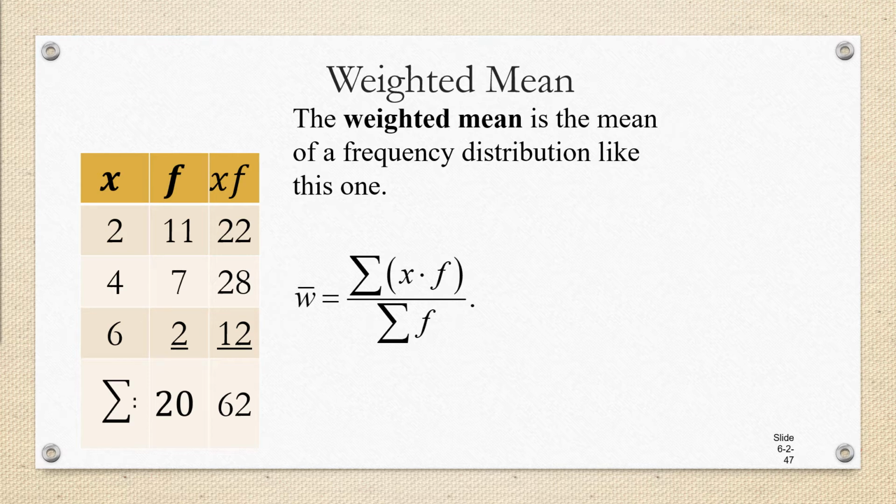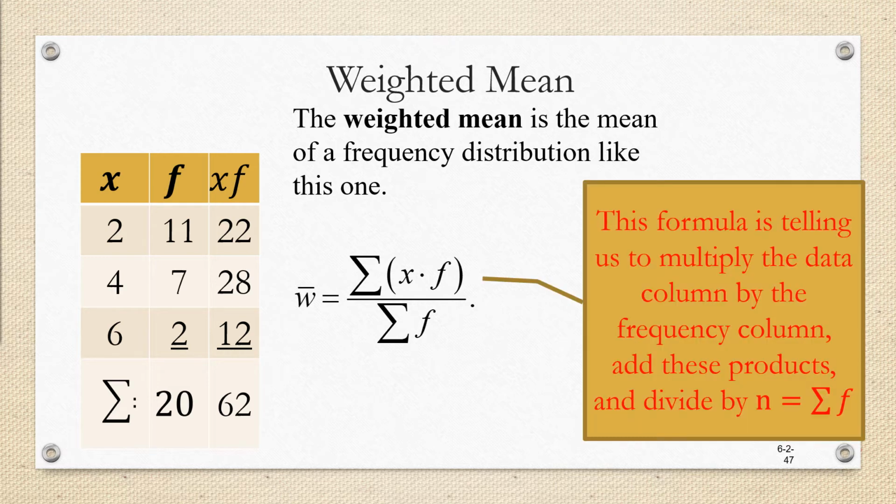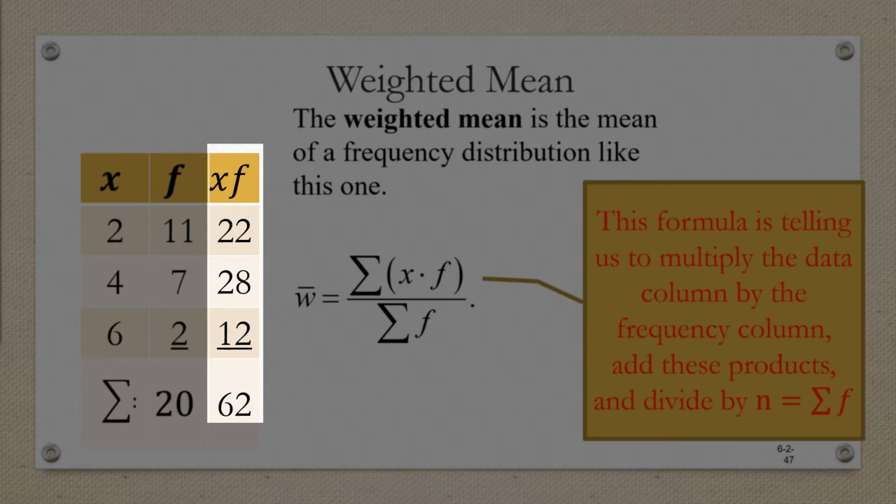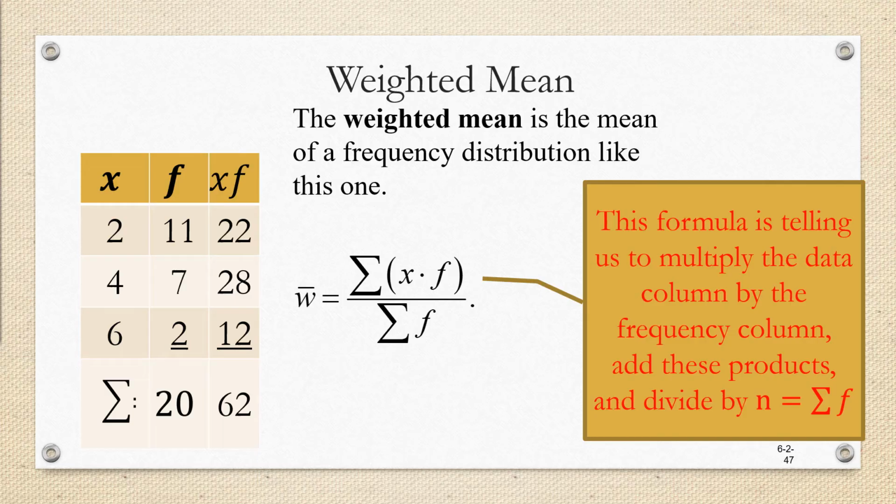So we've learned that the formula for a weighted mean looks like the sum of the XF over the sum of the Fs. This formula is just telling us to multiply the data column by the frequency column, giving us this new column of products, add up all the products, and divide by n, which is the number of frequencies. And we've done this a couple times in some of the previous videos.